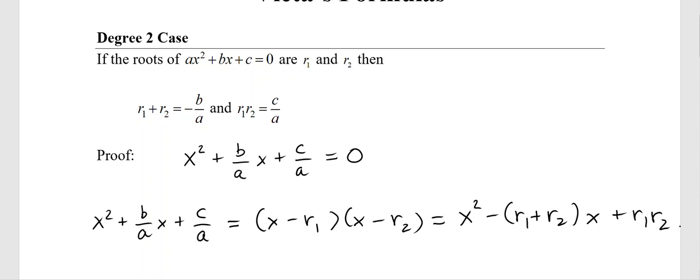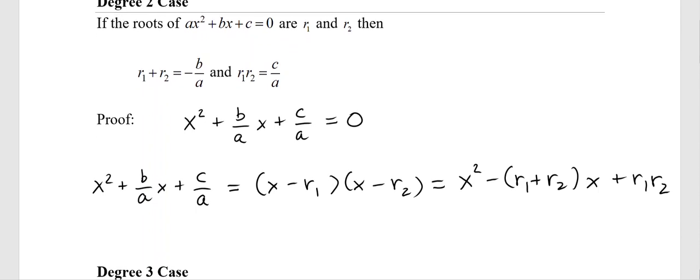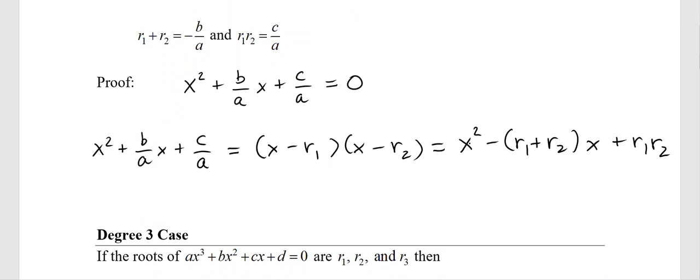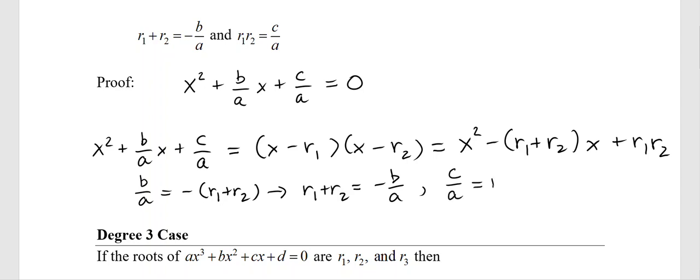Now if we equate coefficients, we see the coefficients of x squared on each side are 1. The coefficient of x on the left is b over a, and that must equal negative the quantity r1 plus r2, the coefficient of x on the right. Well, that implies that the sum of the roots is indeed negative b over a. Also, if we equate the constant terms, we find out that c over a is indeed the product of the roots, r1 times r2.